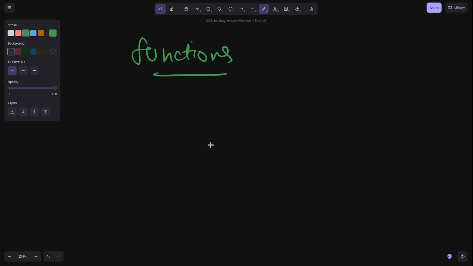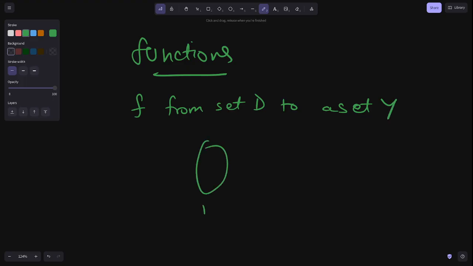So today we're going to start and talk about functions. The formal definition is very simple. Let's say there is a function f from a set D to a set, let's say Y. It means, let's say this is the set D and set Y is here, that means for some value of x there will be some value here in Y. We define this as y is equal to f of x.